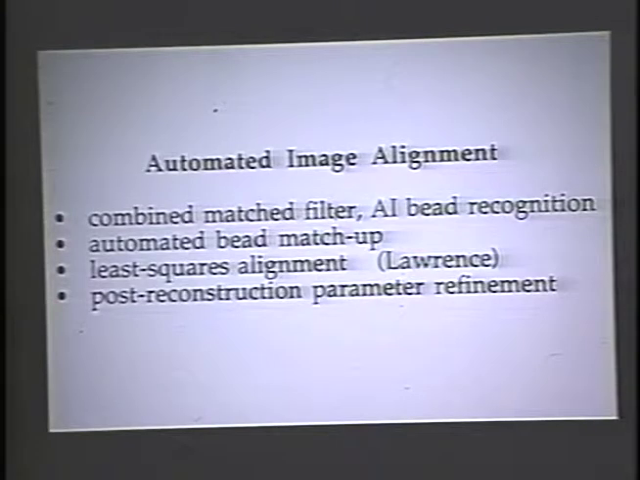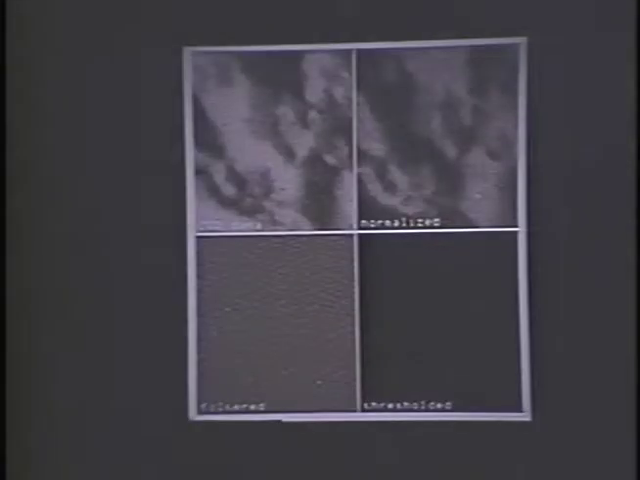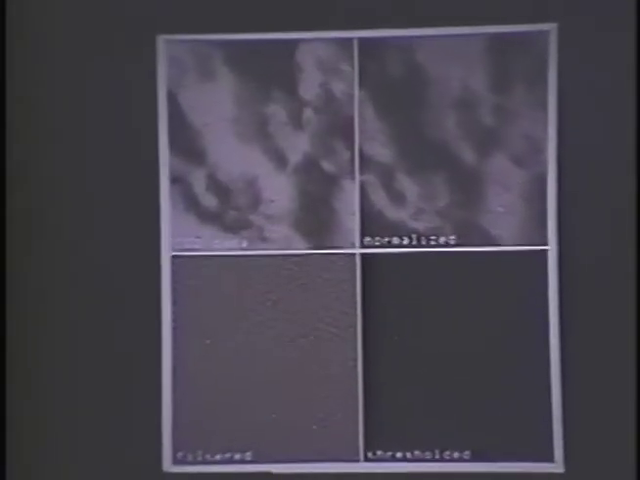One of the things we're working on is a second phase of analysis, which is much more like the kinds of things done in very high resolution crystallographic work, where given an initial alignment, you then do a second round of parameter refinement after you've done your first reconstruction, and then you iterate on that.